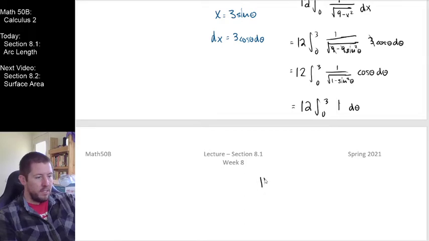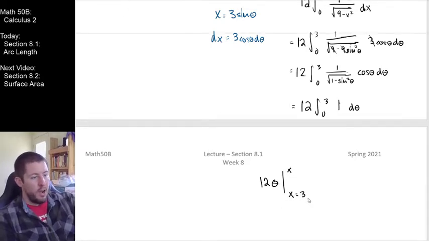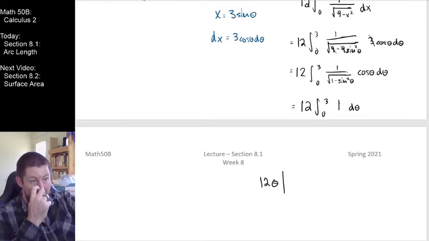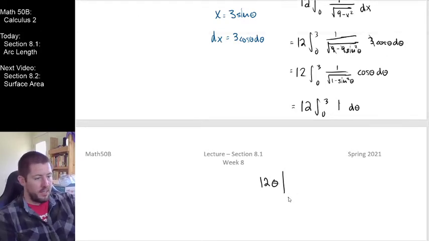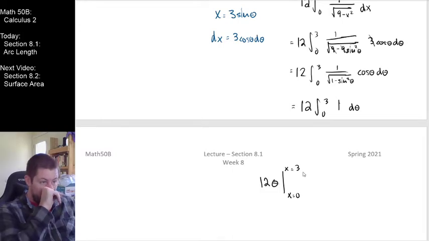It looks like our answer is going to just be 12 theta evaluated from x equals 0 to x equals 3. And notice, by the way, I did do my irresponsible bounds of integration on this guy right here, in that I left my bounds in terms of x when in fact we had swapped over to theta, but I was being very careful with myself here.